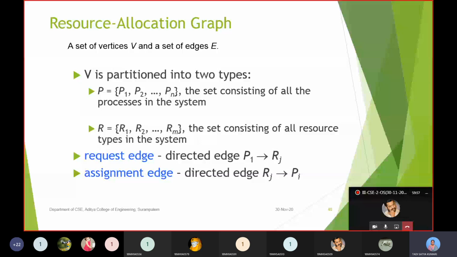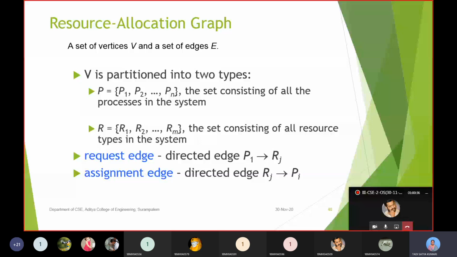The second type of edge is called an assignment edge, which is also a directed edge, from resource Rj to process Pi. There is a resource Rj, and this resource is allocated to a process Pi. So there will be an edge from a resource to a process, called an assignment edge, which is also a directed edge. I think all of you know what a directed edge is.